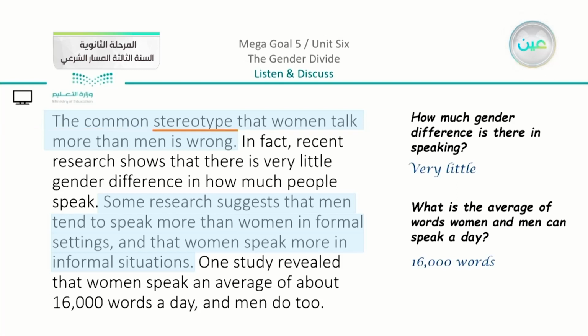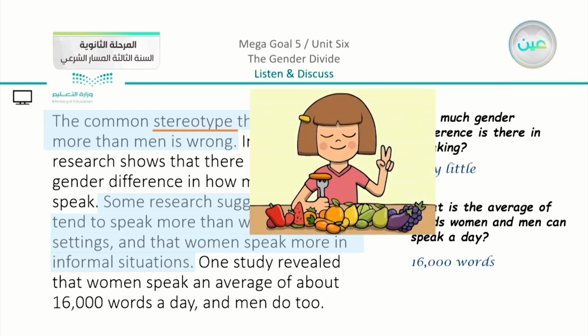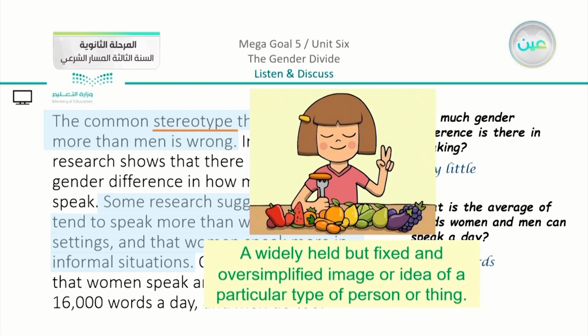Now we have two words from the vocabulary part that we mentioned. The first word is stereotype. Relating to the picture here, there's an idea that children do not like to eat vegetables or fruit. This is just a stereotyped idea. Stereotype is a widely held but fixed and oversimplified image or idea of a particular type of person or thing. So it's just an idea that people have in mind about a person or a thing.